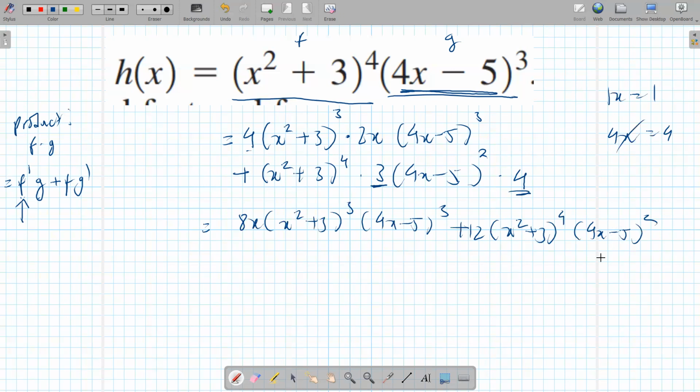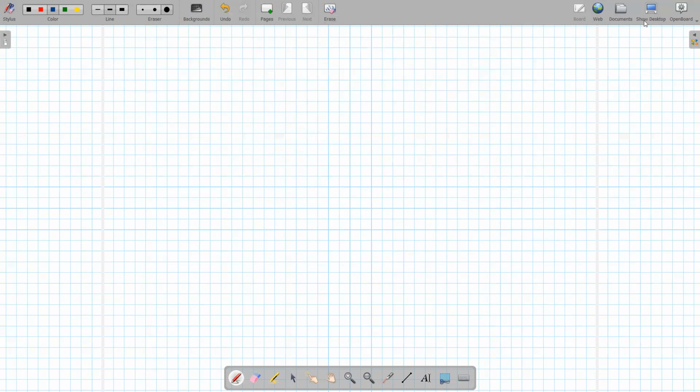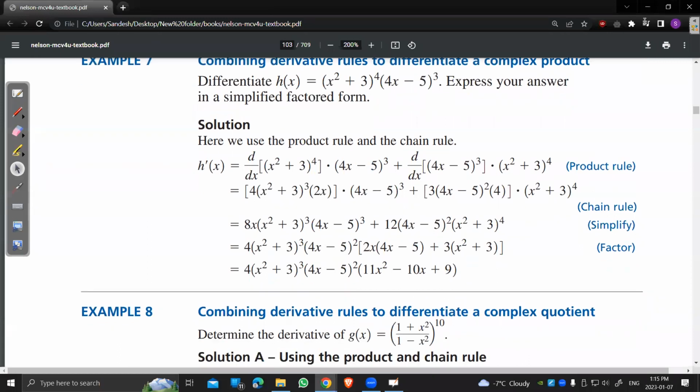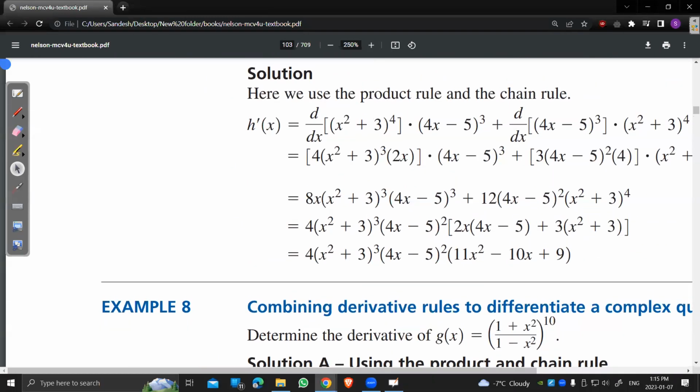Was this difficult? No. So basically, you have to use the product rule as well as the chain rule. You could open the brackets, but I wouldn't recommend that. Same idea here.